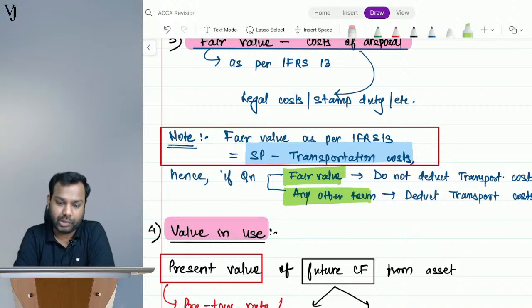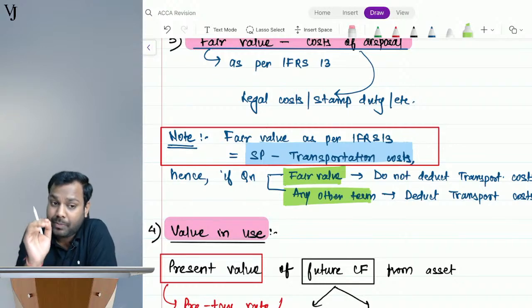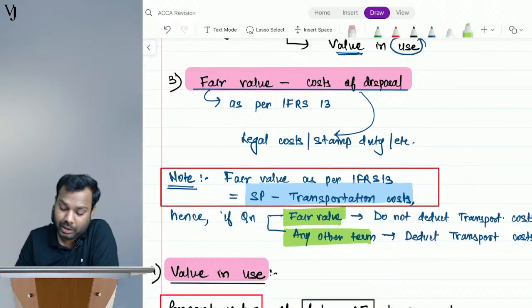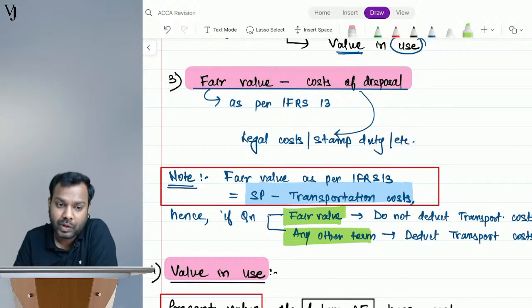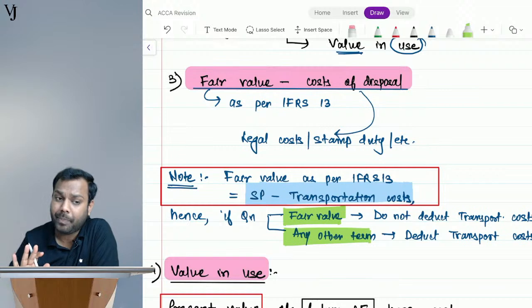Yes, transaction costs, not transportation. I'm saying transaction costs can come here. Cost of disposal can include transaction costs, right? Like legal cost, stamp duty, all these are transaction costs. Transaction cost will anyway be deducted.